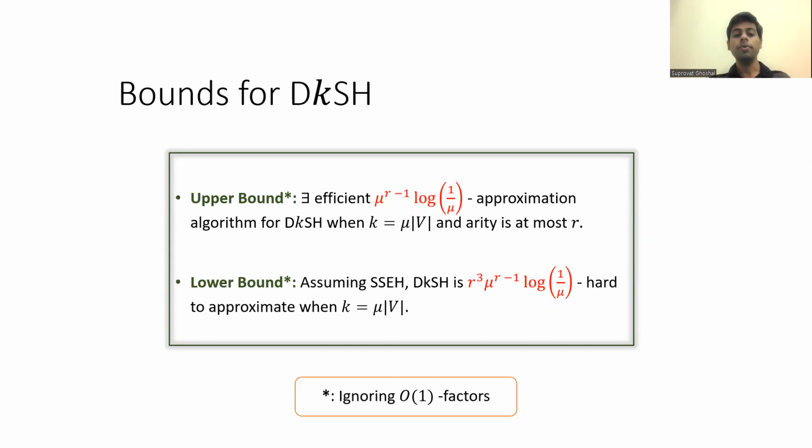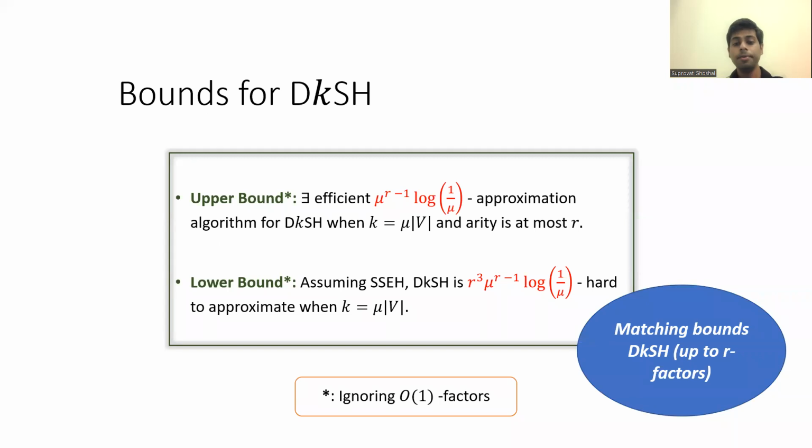So overall, ignoring constant multiplicative factors, this gives matching bounds up to a factor of r cubed, where r is the arity of the hypergraph. And in particular, when r is constant, we actually do get matching bounds up to constant factors, which gives the first matching bounds for the Densest-k-SubGraph problem itself.